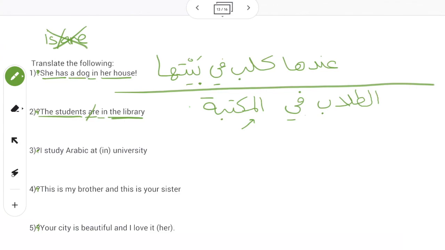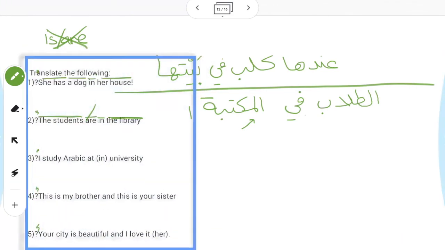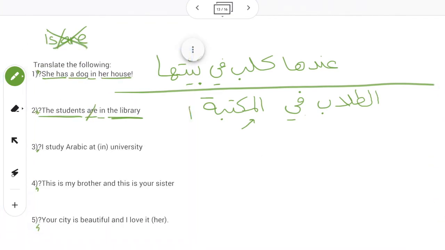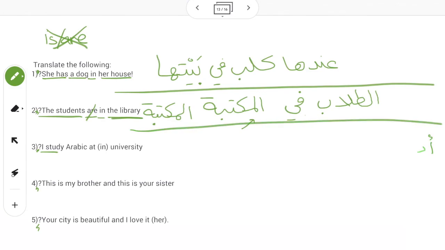Remember when we write the meem, we put it in the corner. Move that there. If you ended up writing it like this, that's fine. Okay, I study. You can start with ana, but you don't have to. I study. Adrus. This is a new verb. We're going to cover it in unit 1, in lesson 1. Adrus.